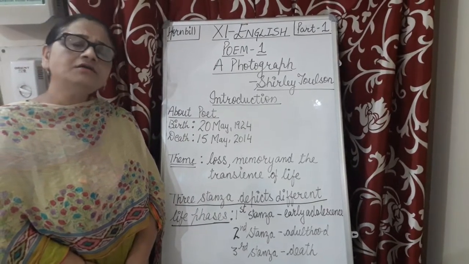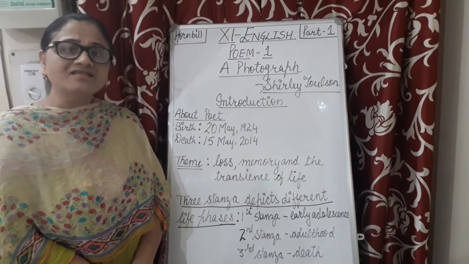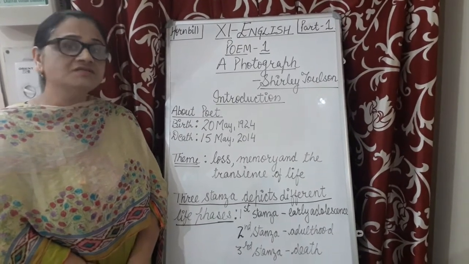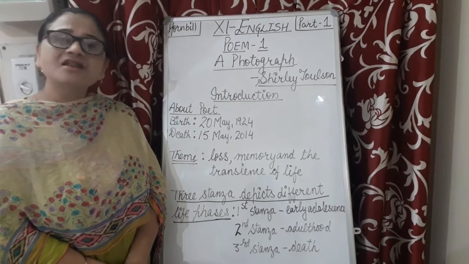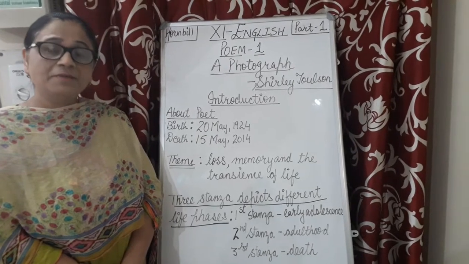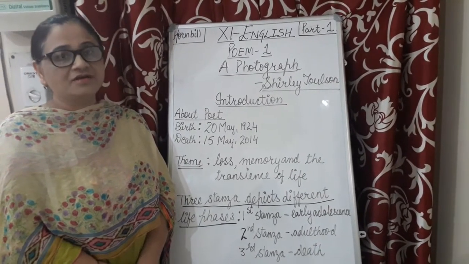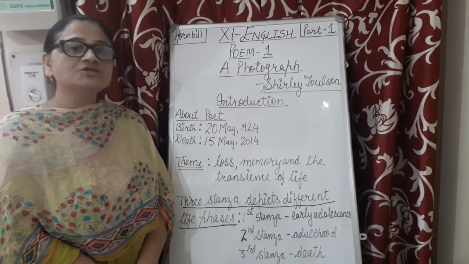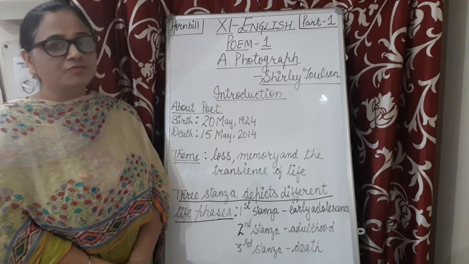The third stanza tells us about death. That is the ultimate silence. Someone's death doesn't only make that person silent, but also makes that person's loved ones silent in mood. But we have to go on with our lives, because the show must go on. So this is the introduction of the poem.